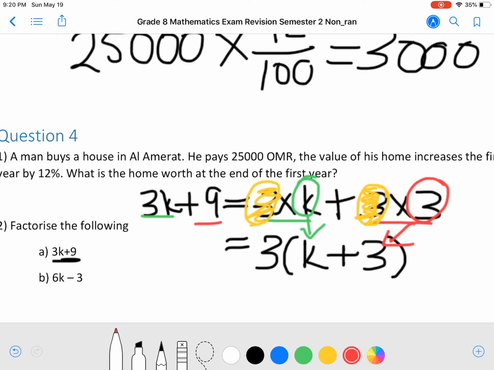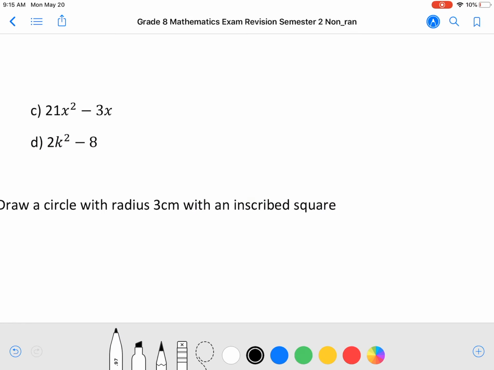Now I'll give you an opportunity to do this one on your own. Okay, thank you. So I moved on to factorization here, and I'm at C. We have 21x squared minus 3x. Let's first look at, interestingly enough, the factors of 3x. So 3x can be written as 3 multiplied by x. So we have a 3 and we have an x.